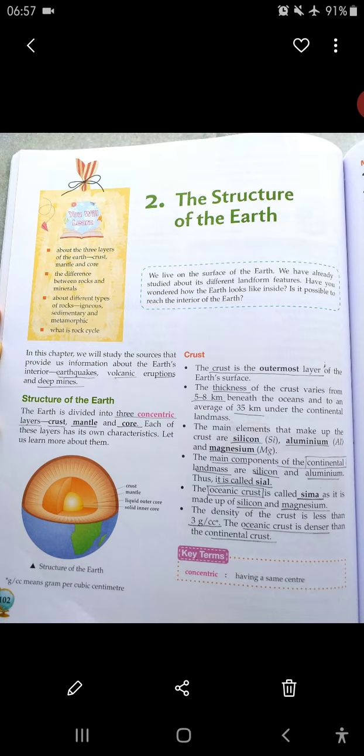Okay. The density varies between 3.5 and 5.5 gram per cubic centimeter. That is, if you compare, you can see that the density of mantle is more than the density of crust. The mantle consists of two layers, the upper mantle and lower mantle. As you can see in the picture, the mantle has an upper part and a lower part.